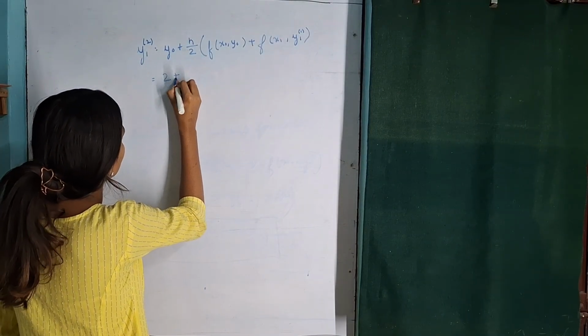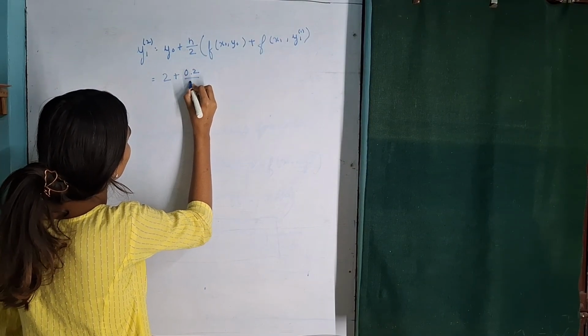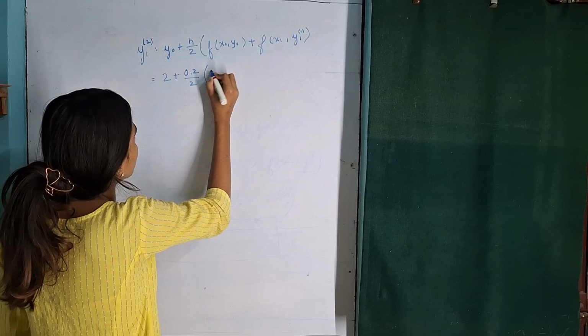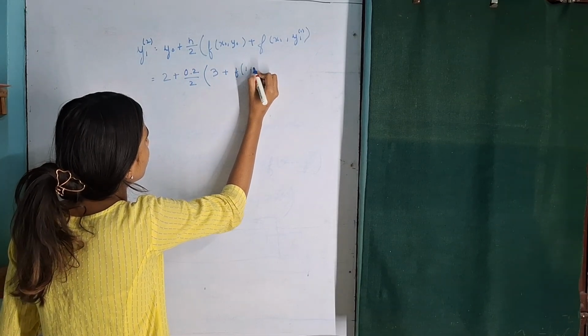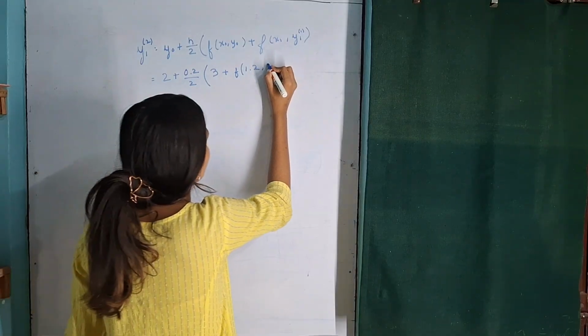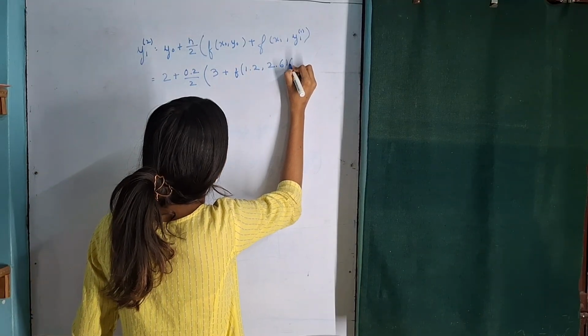Your y0 is 2, your h is 0.2 by 2, f of x0 is 3, and f of x1 is at 1.2, and your y11 was 2.6167.